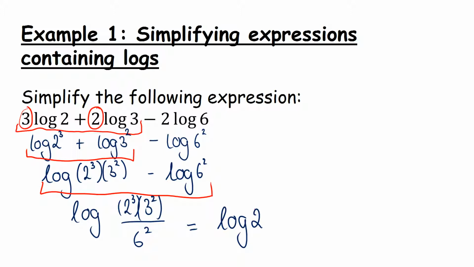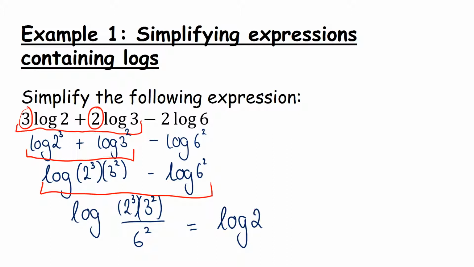So let's take a look at example 1. It's asking us to simplify the following expression. We can see that this expression contains 3 sets of logs. They want us to write it in the simplest form. The first thing that we see is that we're adding 2 of them and we're subtracting a third.